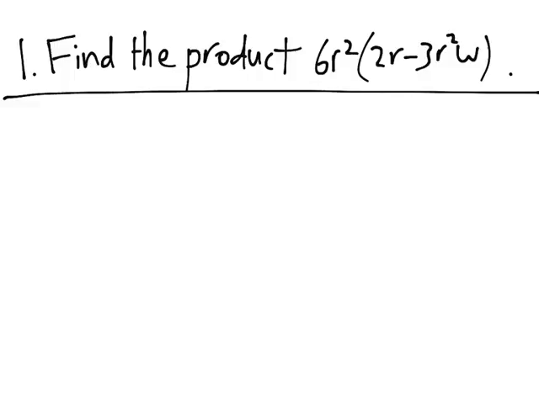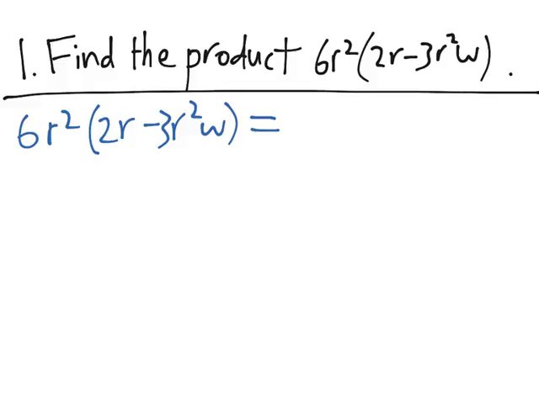Here are some examples of multiplying a polynomial by a monomial. Problem 1. Find the product 6r squared times 2r minus 3r squared w. First, let's write this product out. 6r squared times 2r minus 3r squared w. Now we need to use the distributive property.